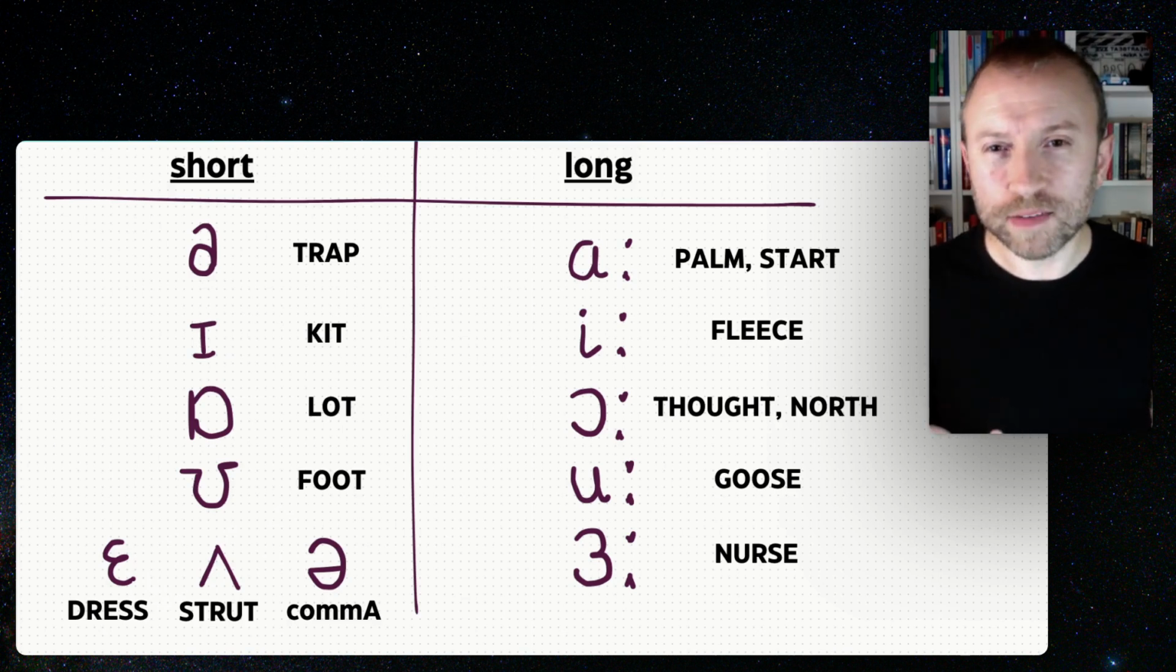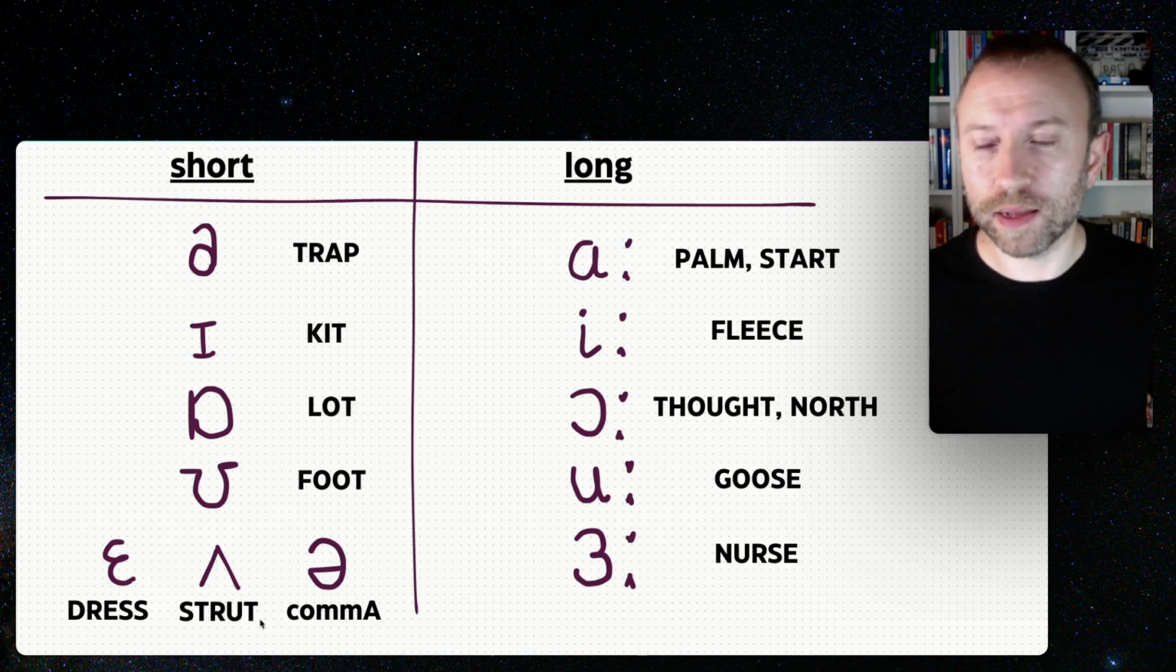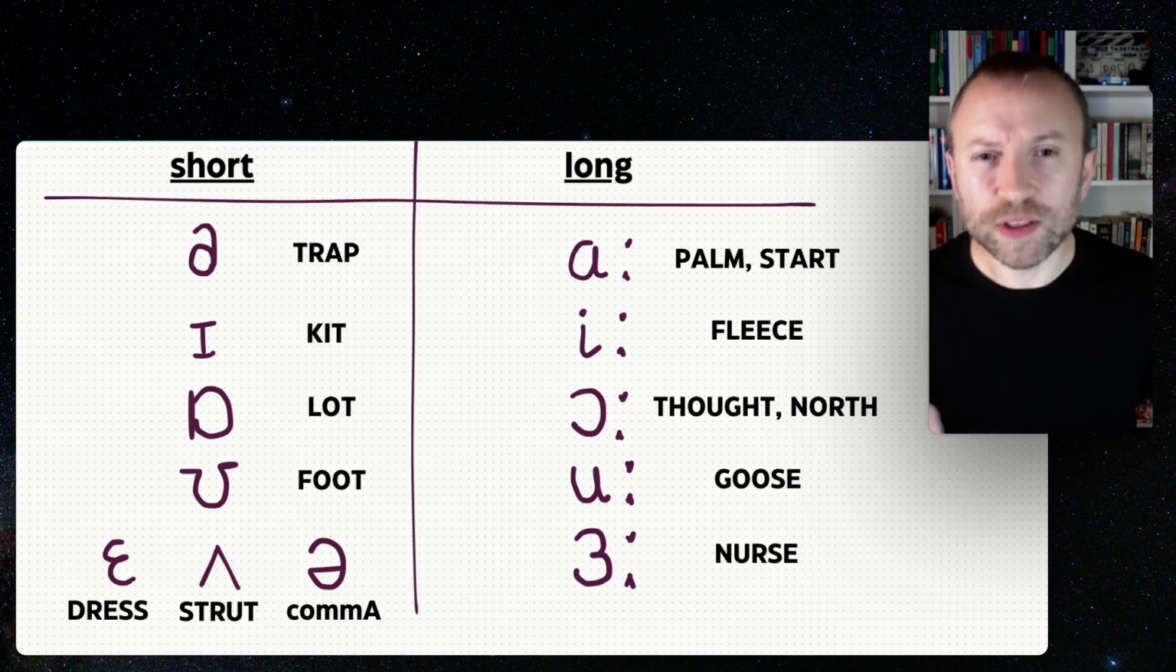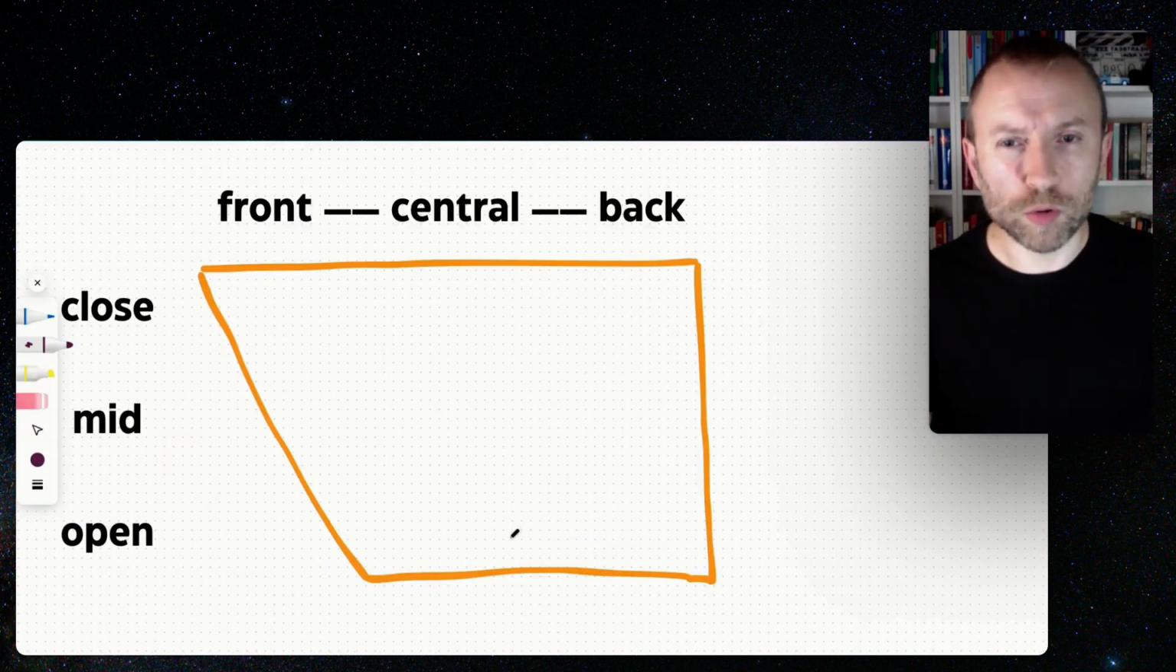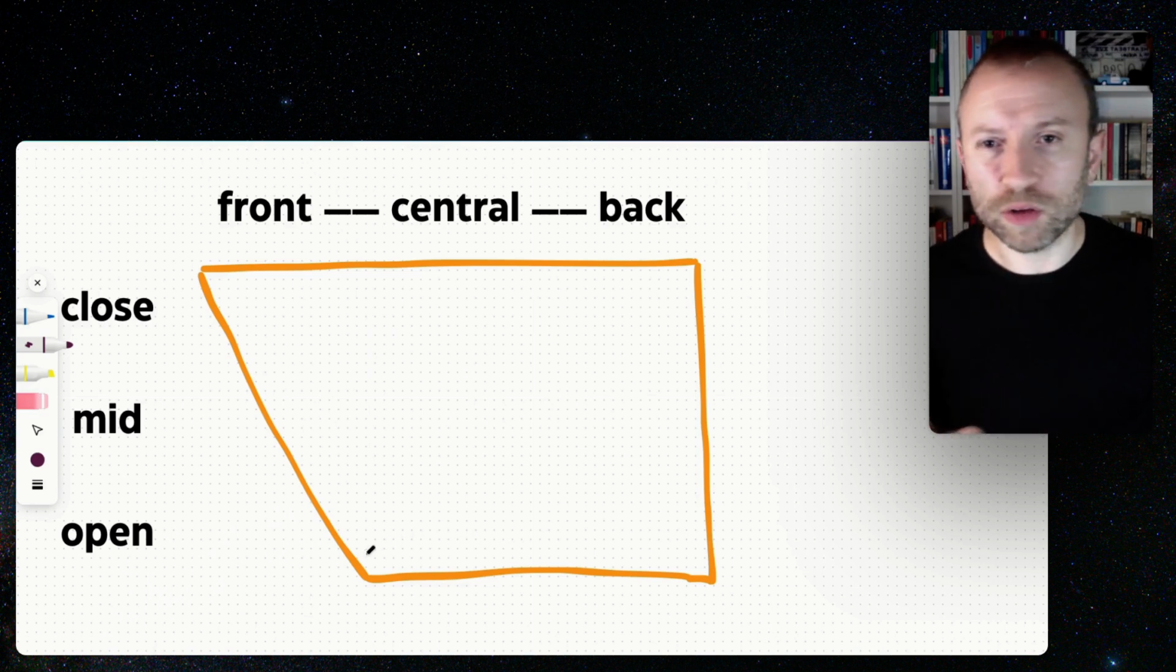Not so easy to pair up are the E in dress, the vowel in strut, and the schwa sound in comma. Although actually they do pair quite neatly with the vowel of nurse, as its position in the vowel space is right between the three of them. So these short, long vowel pairings, as I've done them here, pretty much work. They could be quite convenient.